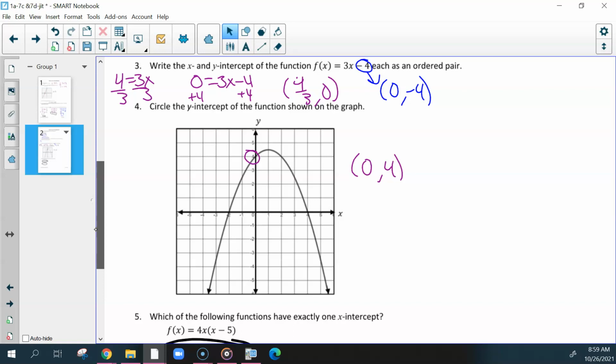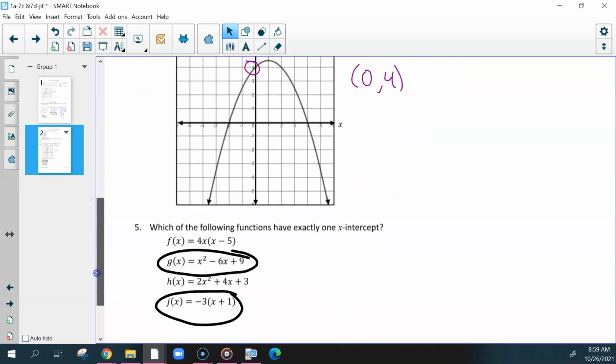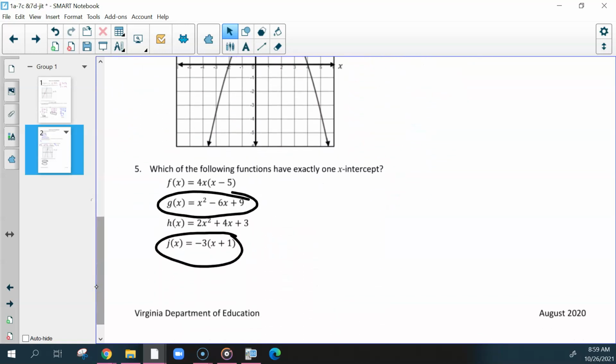And then for the last one, it asks which of these have exactly one x-intercept. So if it crossed or touched the x-axis more than once, it would not have one intercept. If it did not touch it at all, it would not have one intercept. So you needed it to either go through the x-axis once or touch it at one place. And only these two did that.